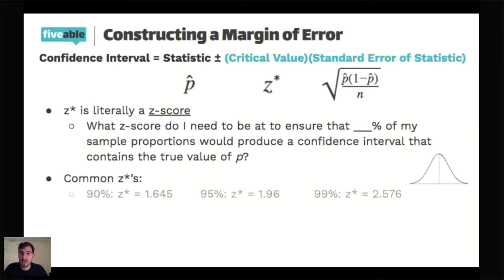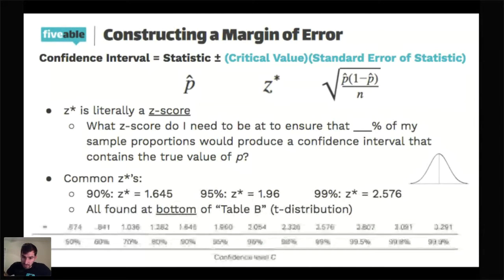But at the end of the day, all of these little asterisk symbols, those z-stars, are found at the bottom of a table that is in your formula sheet when you're actually taking tests. So there's a table called Table B on the AP Stats exam. It's a t distribution. At the bottom of that is where you get all of the z-stars from. And what's great is it helps you when you're going through different multiple choice scenarios and trying to eliminate answers. Knowing which z-star goes with which confidence level is a really easy way to start eliminating answers right off the bat.